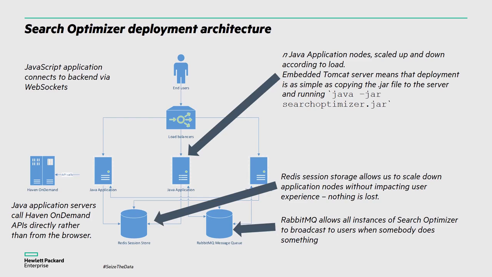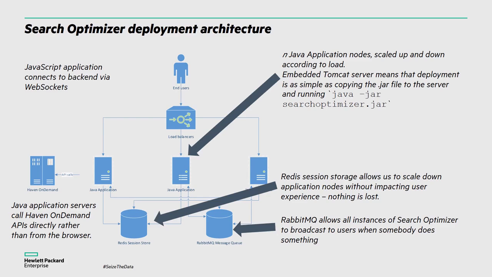So if Reluca is connected to application node 3 and makes a change, then the fact that she has made that change will be passed as a message through the message queue, pushed out to all other application nodes that have users in the same tenancy as Reluca connected, and then pushed out to their browsers in real time.